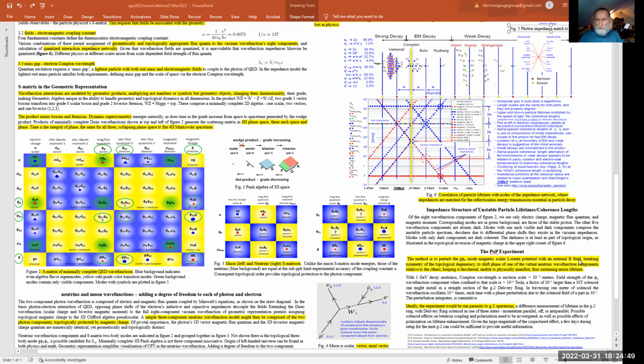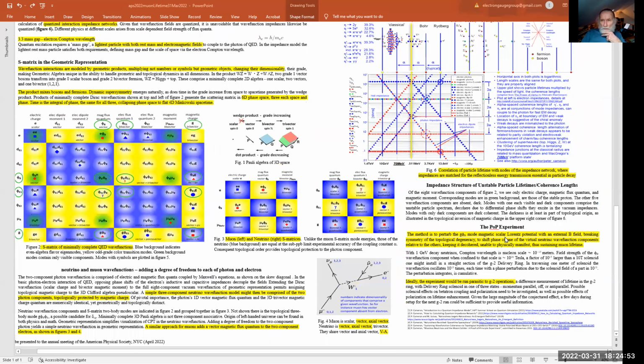So the method we're using again is we perturb the scalar Lorentz mode with an external magnetic field to break the symmetry of the topological degeneracy, to shift the phase of one of the virtual neutrino wave function components relative to the others, to keep it decoherent, unable to manifest, and thus we sustain the lifetime. And ideally, the experiment would run parasitic to the g-2 operations.